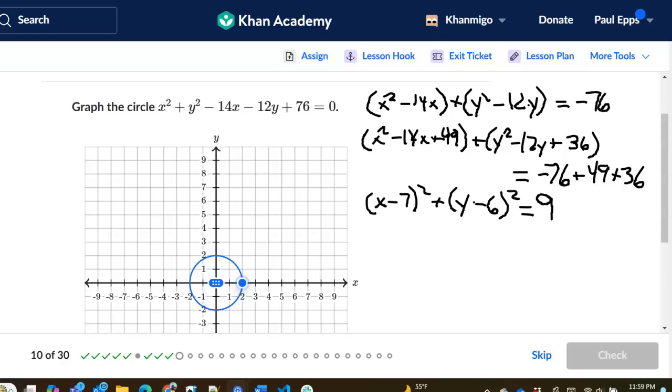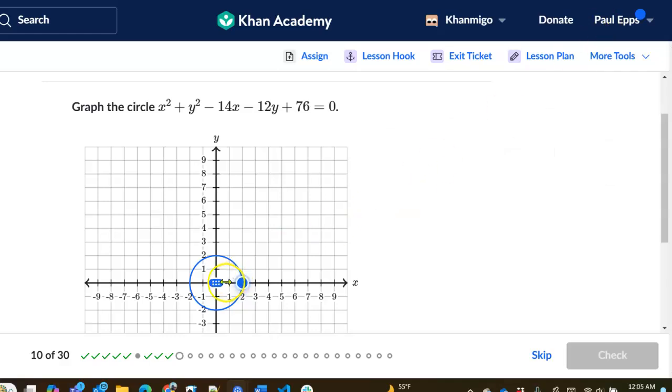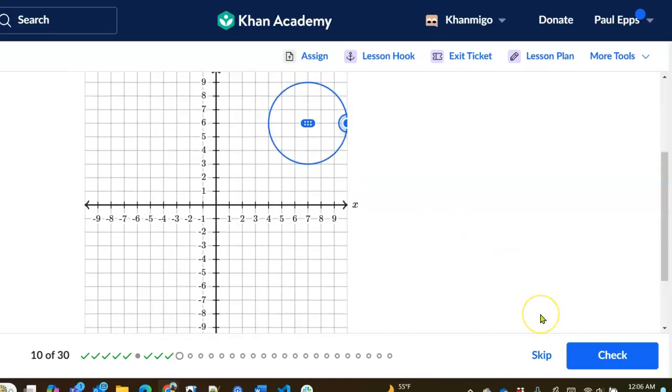So what does that give us? 7, 6, and 3. All right, I have to erase the drawing before I can move this, but we are going to have this at 7, 6, and a radius of 3. Is that right? 1, 2, 3. Yeah, that looks good.